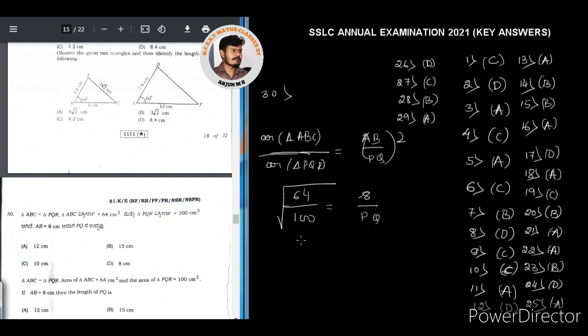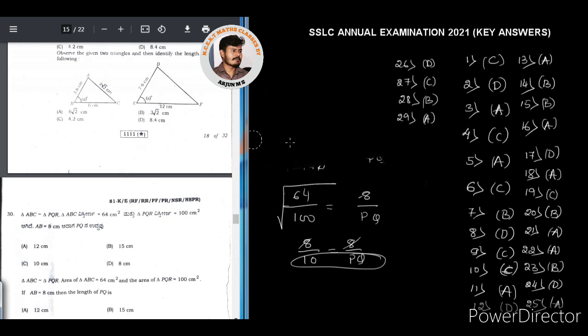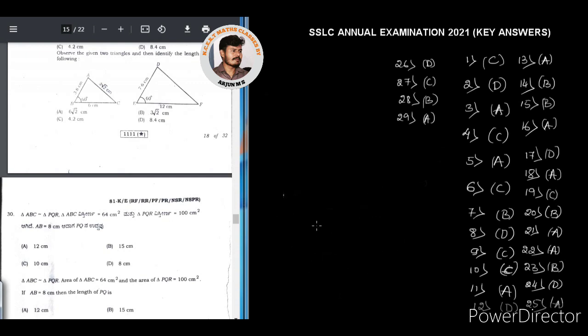Now 64 and 100 both are perfect squares. 8 8s are 64 and 10 10s are 100. This is equal to 8 by PQ. So now 8 and 8 get cancelled out. Then the value of PQ is 10 centimeter. Option C is the correct answer for 30th question. 10 centimeter is the answer, so option C is the right answer.